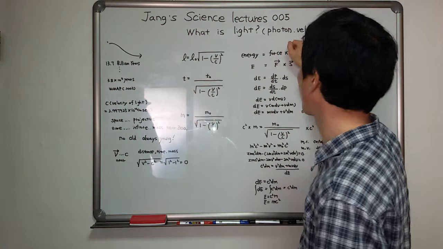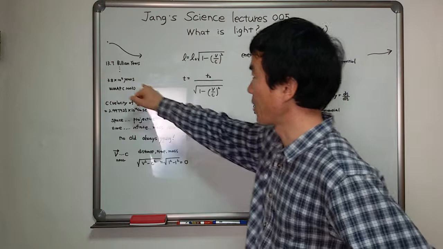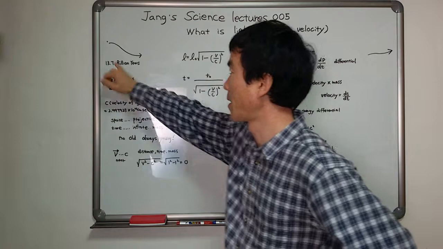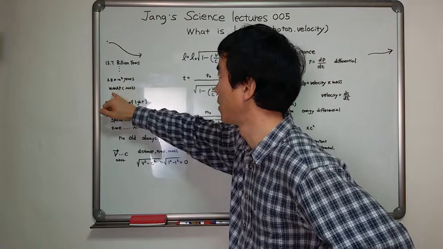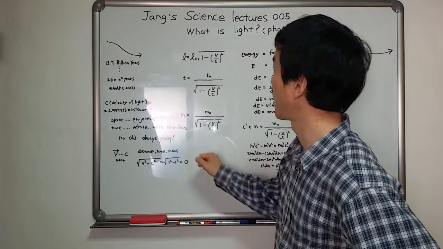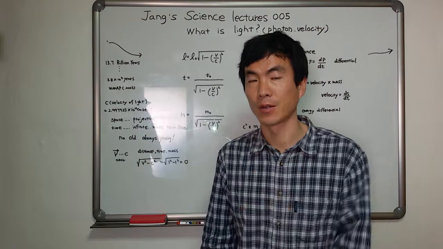Particularly the velocity, and this is differential equations. First of all, we have checked 13.7 billion years, a long time, from hot, cooling down, 3.8 times 10^5 years, WMAP 2003. Next, we have checked this, and this is right.